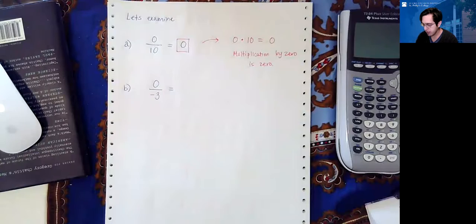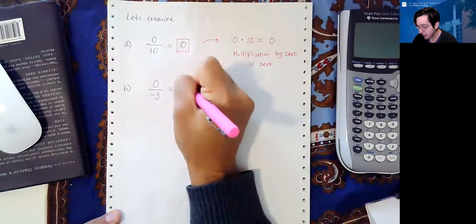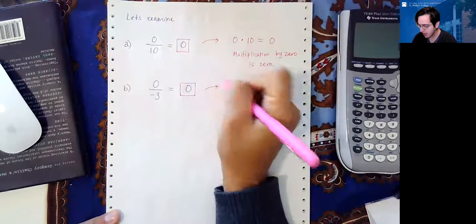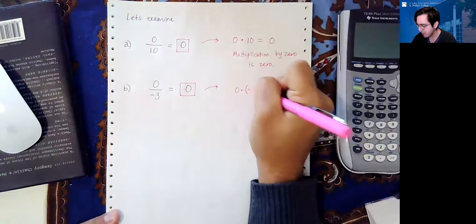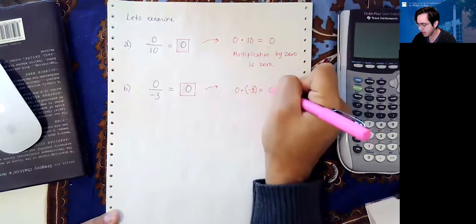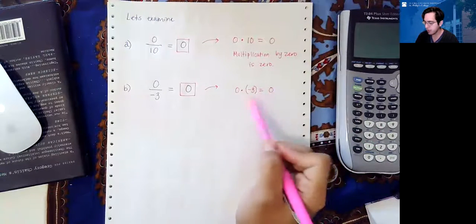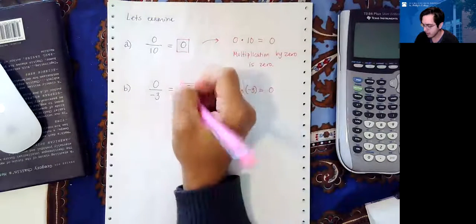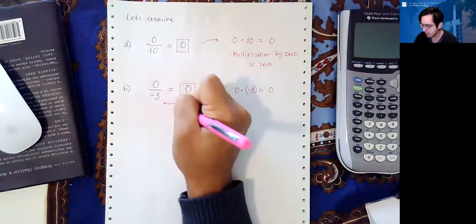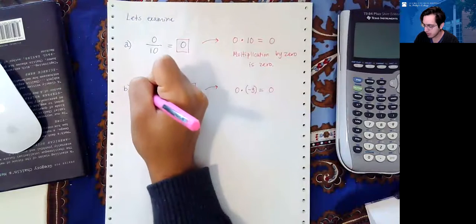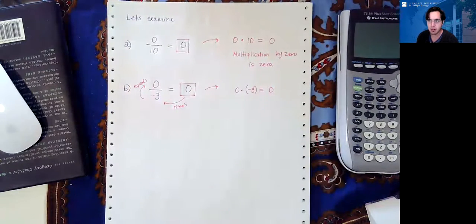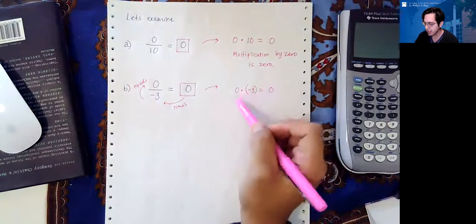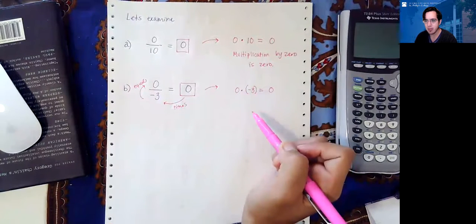Still 0. And again, you could verify that, and you should verify it if it's still fuzzy, because this 0 times -3 should be 0. And if that is true, that this number times this one equals this one, then the division problem is correct. And it is, right? 0 times even a negative number should be 0.